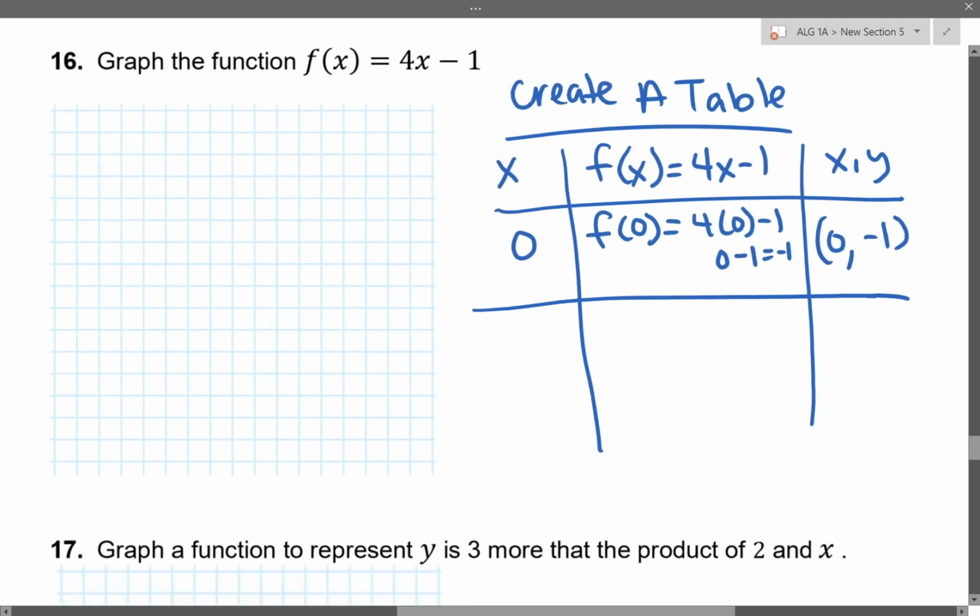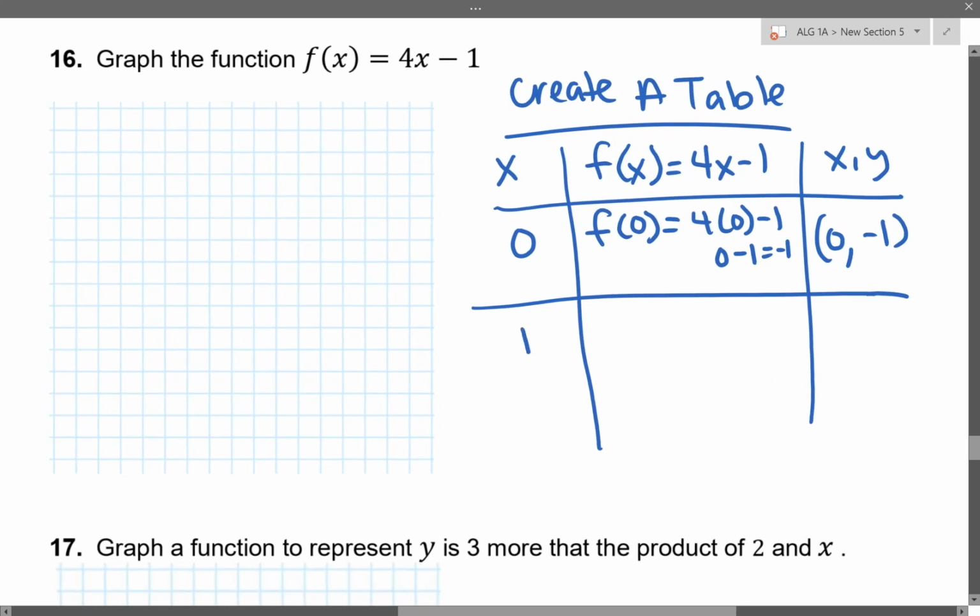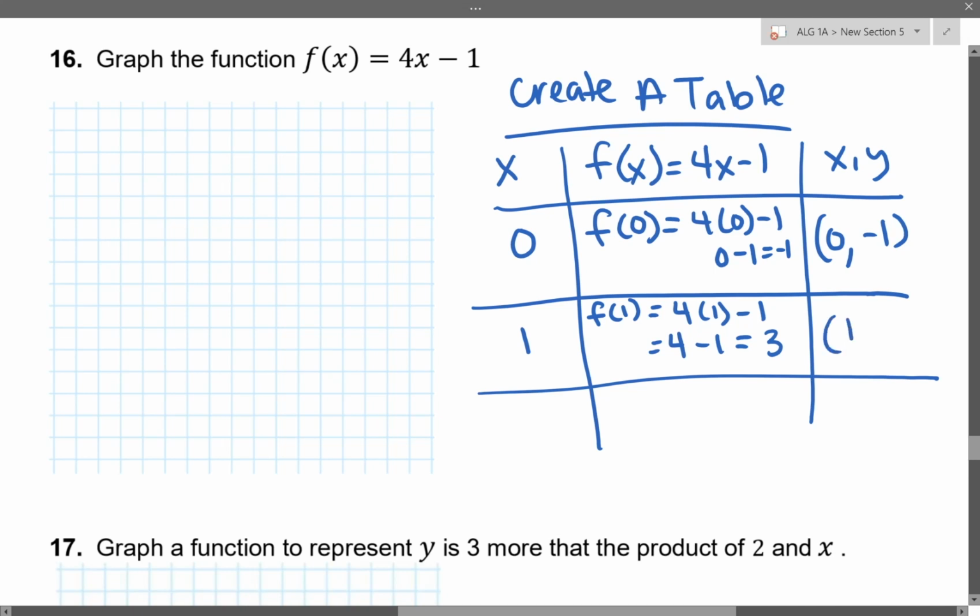Another easy one to do is 1. Anything times 1 is itself. So every time I see an x, I'm going to put what value? I'm going to put 1. So f of 1 equals 4, I see an x, so I'm going to put a 1, minus 1. 4, because 4 times 1 is 4. 4 minus 1 is 3. So what was my input? My input was 1, my output was 3.